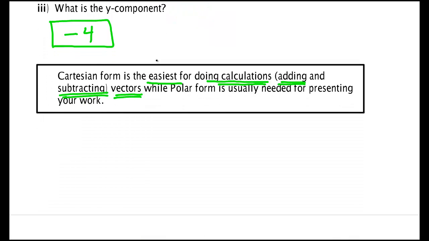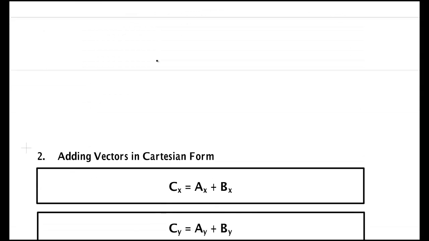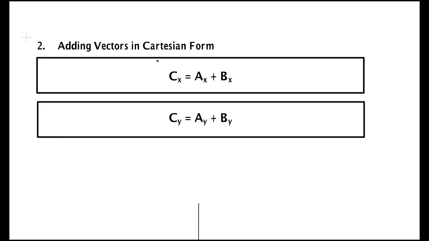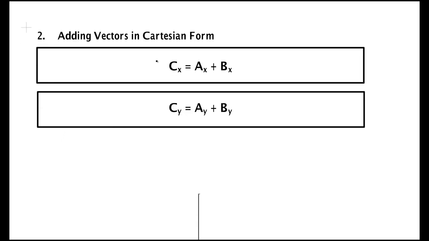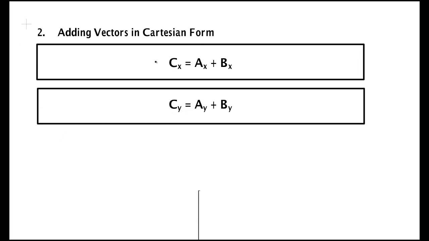All right, let's talk about adding vectors. I said adding vectors was easier in Cartesian form. Why? Because when you add two vectors, you simply add all the x components together to find the total x, and you add all the y components together to find the total y component.